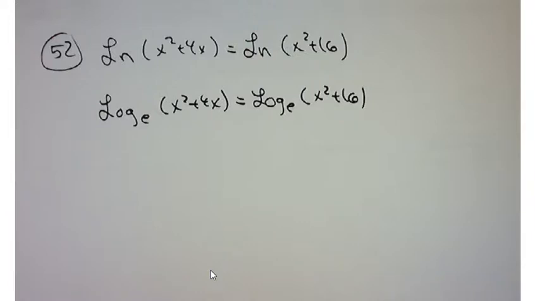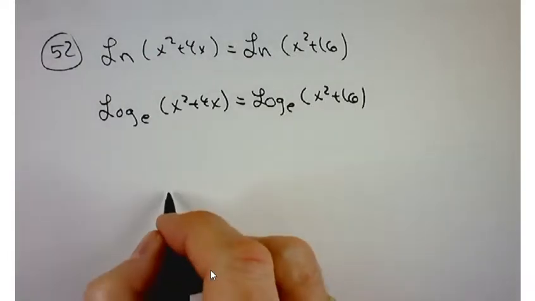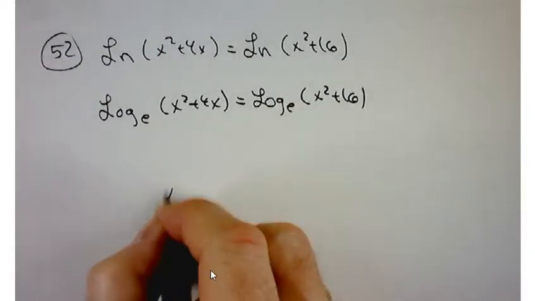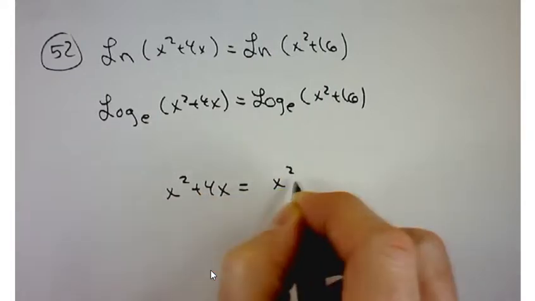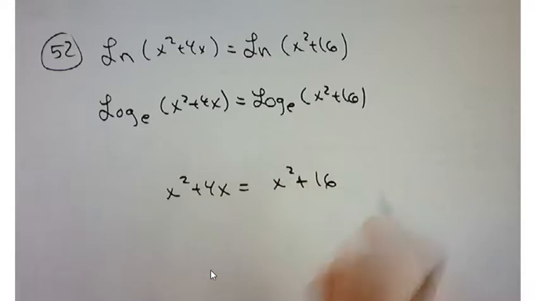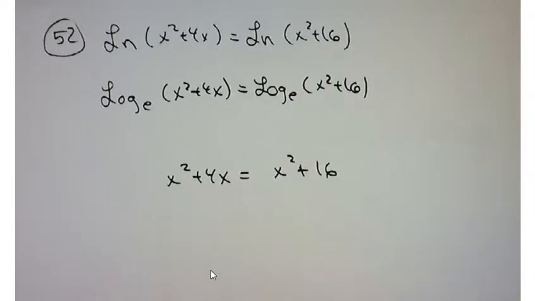But yes, you can get rid of them, right? Now, there is that step that you can write, but I want us to just focus on the math here. So I'm going to leave that step blank. You can fill it in if you'd like to. x squared plus 4x equals x squared plus 16. Well, that's not too bad.